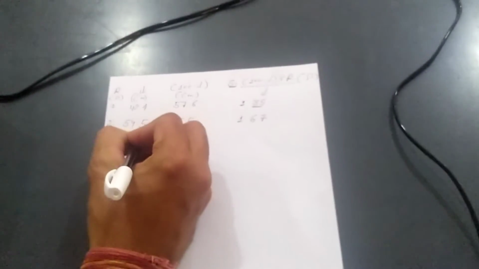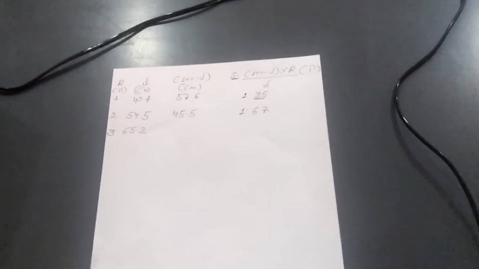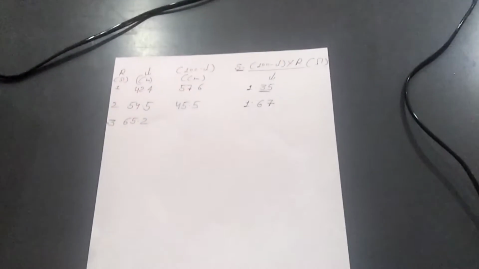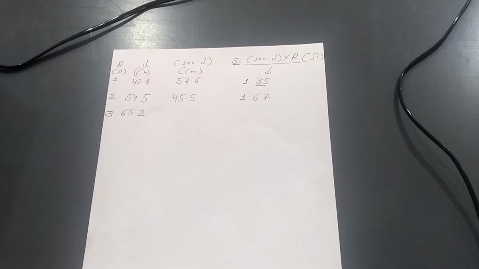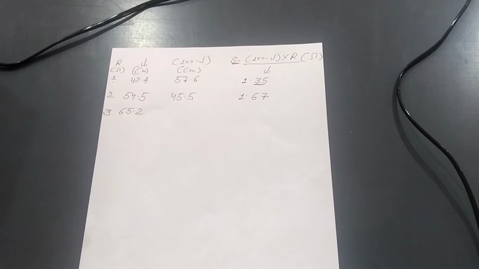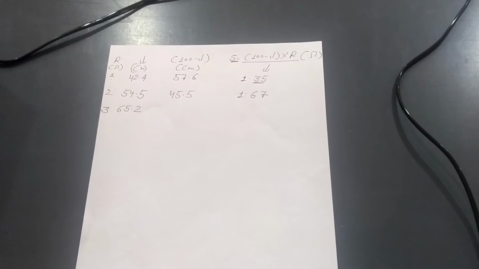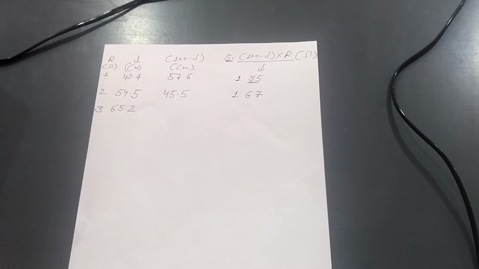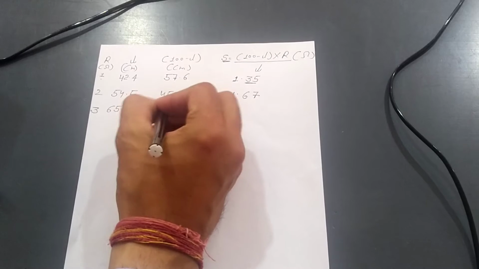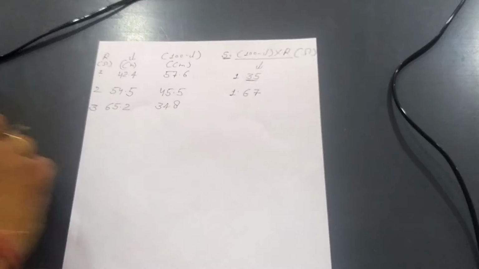So this is the third reading, 65.2. So again we'll do this, 100 minus 65.2, it is coming out to be 34.8.